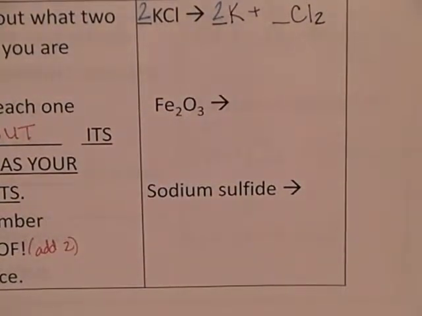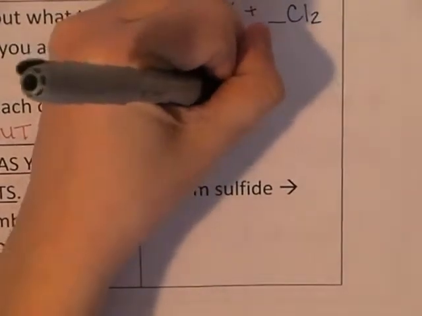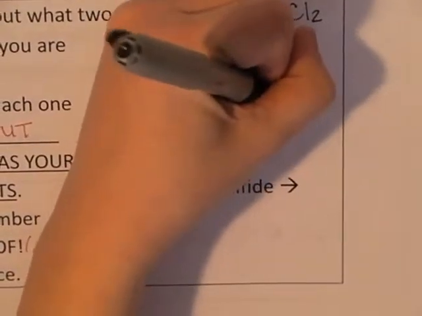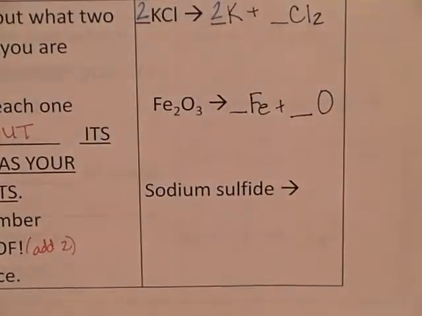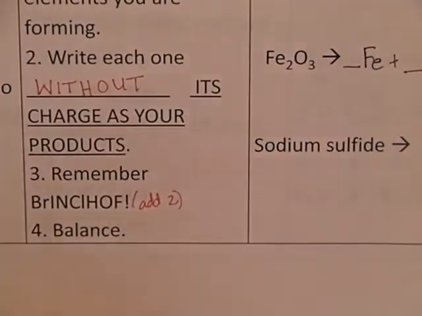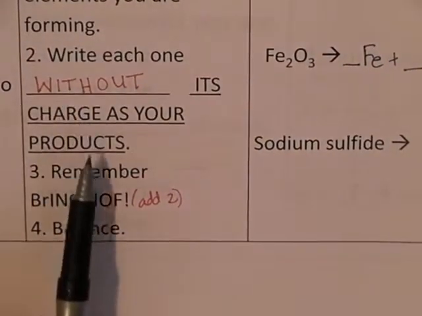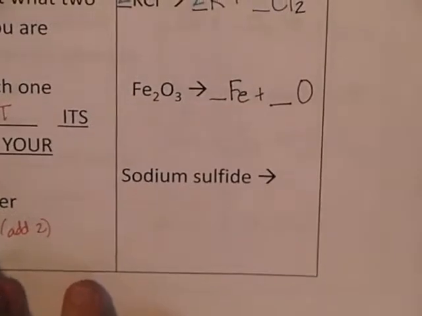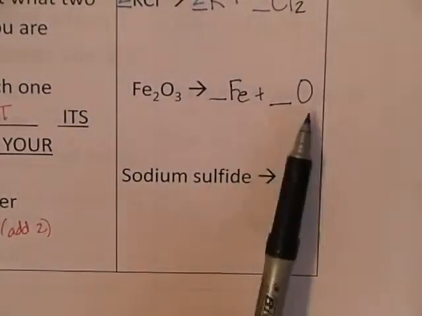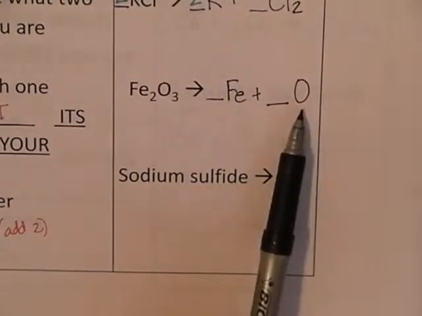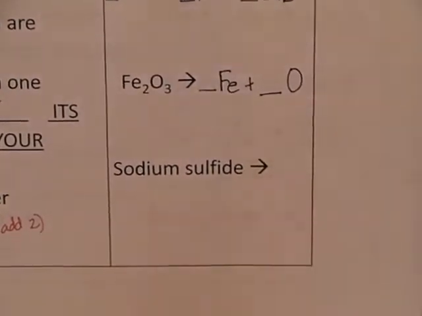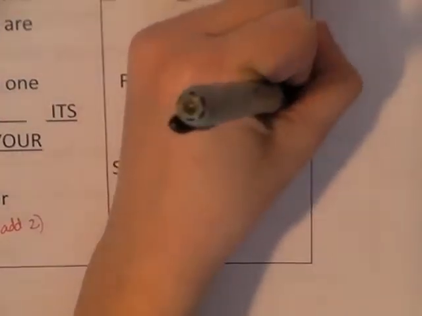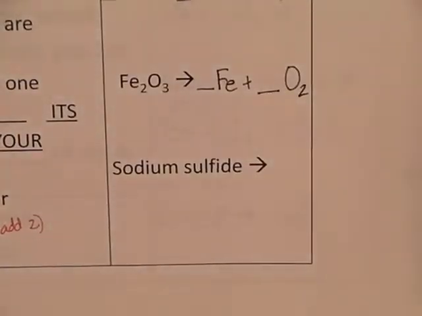And you need to break that down. So, again, not super difficult. We've got, it's going to break down into iron. I'm just going to put the lines in to balance already. And oxygen. We're not going to write charges, right? Write without your charges. Remember Brinkelhoff. Does Brinkelhoff apply to either one of these? Maybe. Yes. Possibly. Definitely. Right? O is part of Brinkelhoff, so we make it O2.